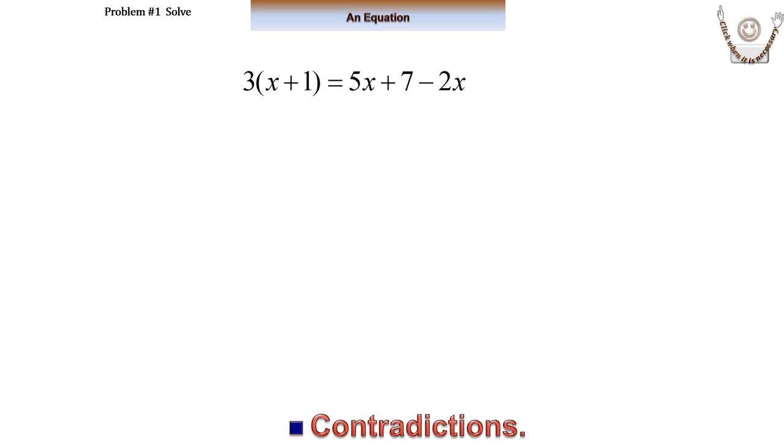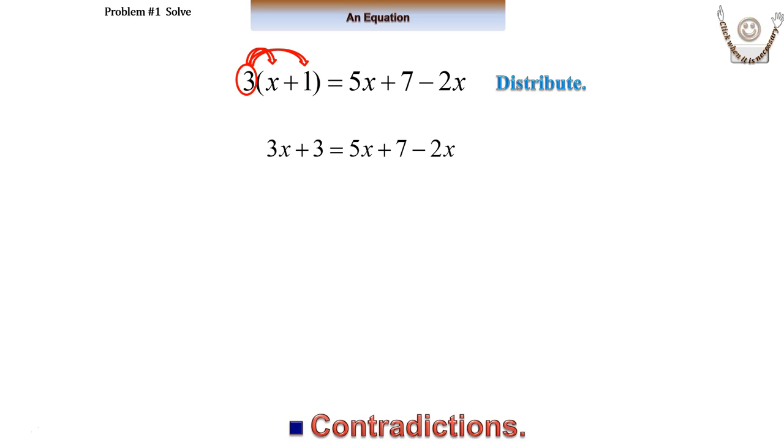Next example, we have an equation 3 times parentheses positive 1x and positive 1 equal positive 5x, positive 7 and negative 2x. If you want to solve, first of all we have to simplify the left side. We have to remove parentheses using the distributive property. Positive 3 times x and positive 3 times positive 1. As a result, we will have positive 3x and positive 3 equal positive 5x, positive 7 and negative 2x.